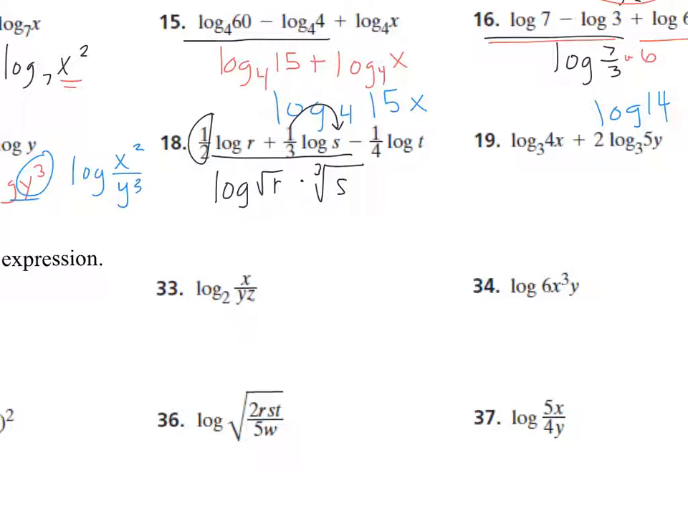And then what I'm doing is I'm subtracting. So remember, when you subtract, you're going to divide. So I'm going to divide by the 4th root of t. So the 4th root of t. So this is my answer. I just wrote it all at one time.